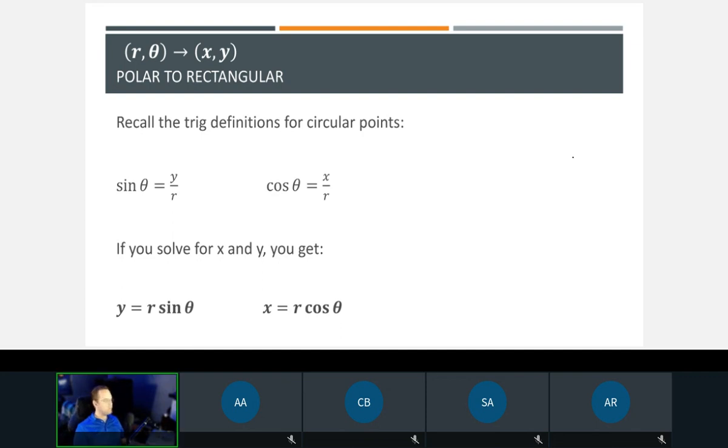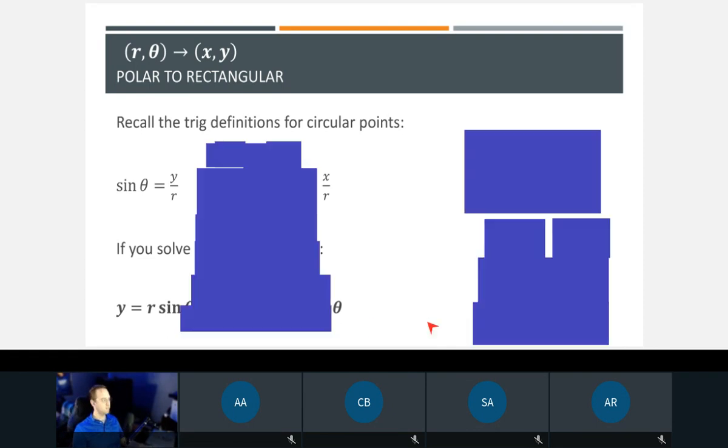All right, everyone got this page written down? Because you'll need these 2 equations. Okay.